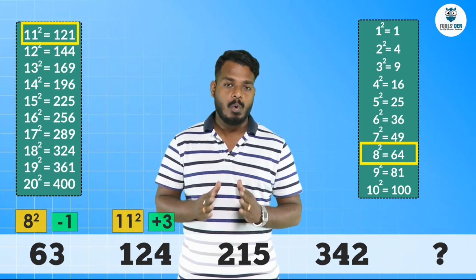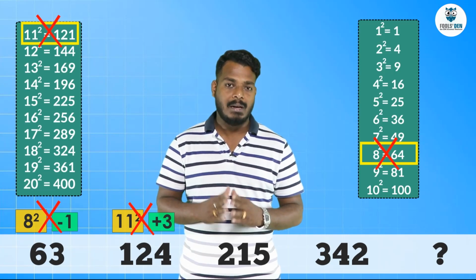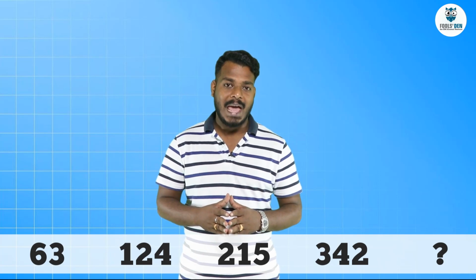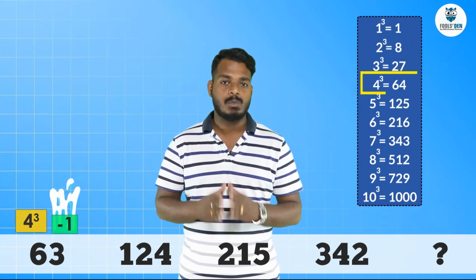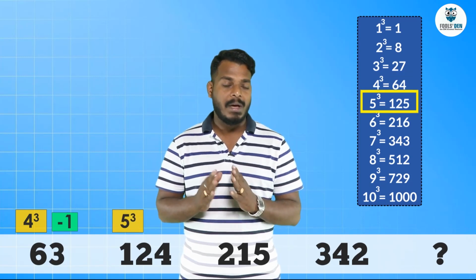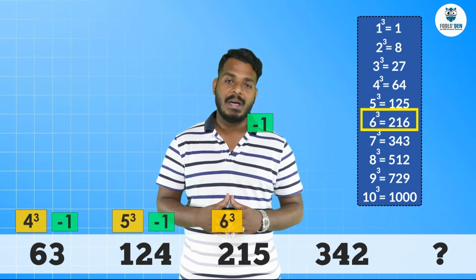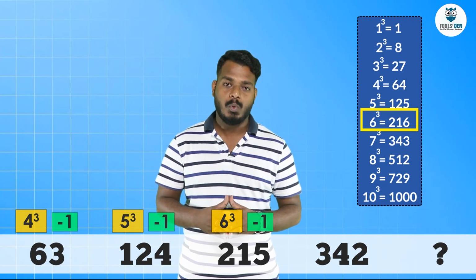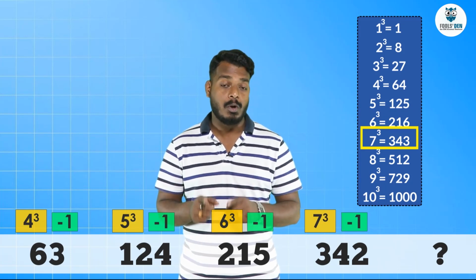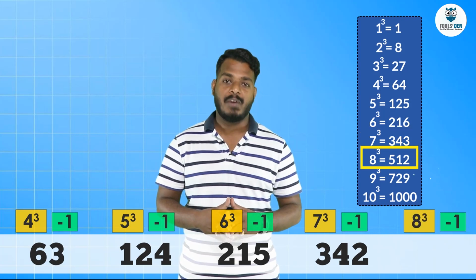So I think we are going in the wrong direction. Let's change our thought process and look at the series something like this. 63 can be 4 cube minus 1. 124 can be 5 cube minus 1. 215 is 6 cube minus 1 and 342 is 7 cube minus 1. So this series was on cubes and not on squares. So the answer would be 8 cube minus 1, that is 511.